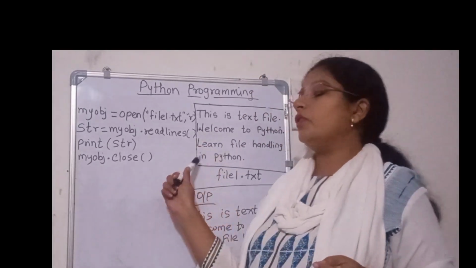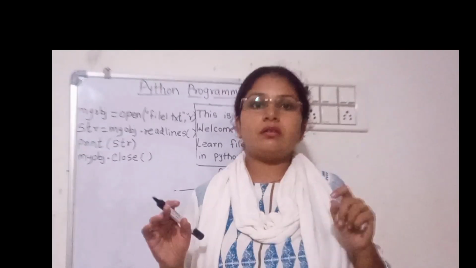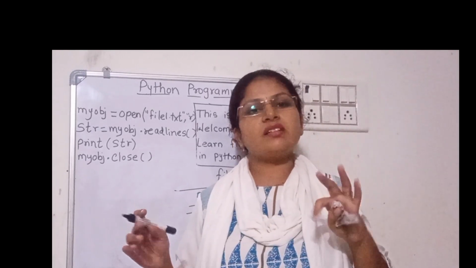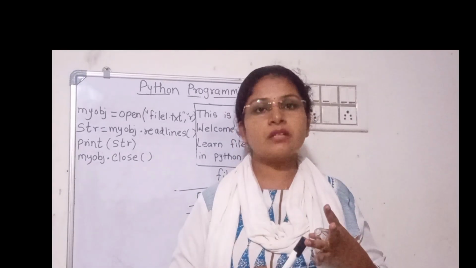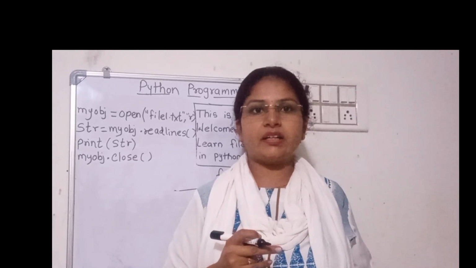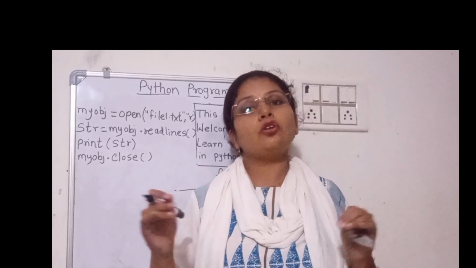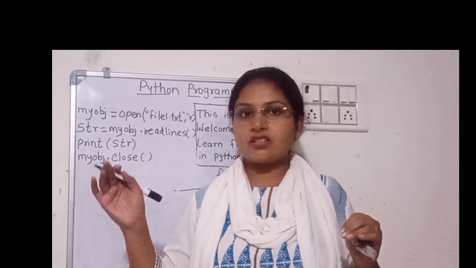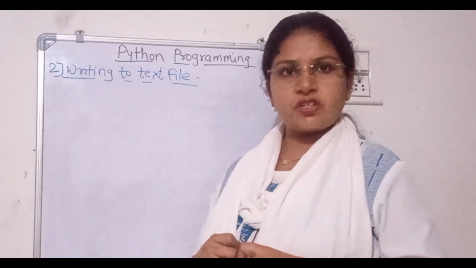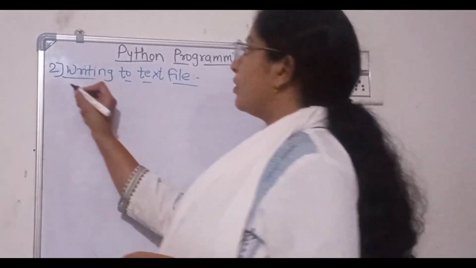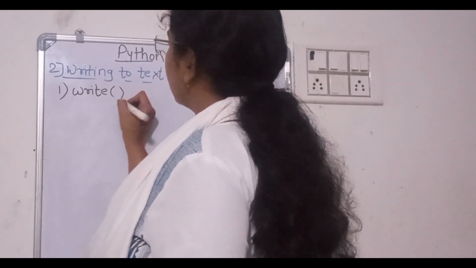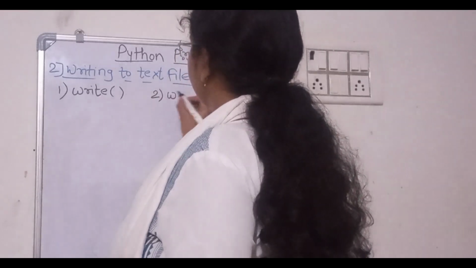So the first process is reading from the text file. Actually 3 methods are there: read, readline, readlines. Then we are going ahead with the next process, which is writing to the text file. For writing to the text file, there are 2 methods. First is the write method, and then second is writelines.